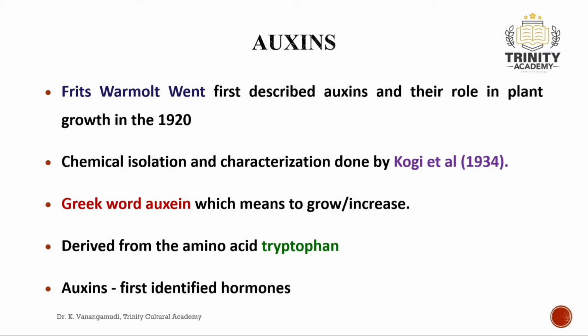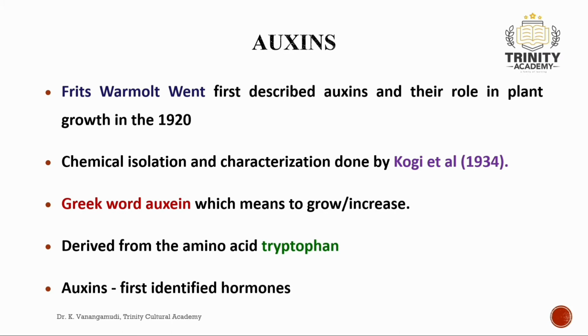In the year 1881, Charles Darwin proposed the idea of existence of auxin. In 1920, a Dutch biologist, F.W. Went, first described auxin and their role in plant growth. The chemical isolation and characterization by Kogl et al. in year 1934. It is derived from amino acid called tryptophan, and it is a Greek word called auxin, which means to grow or increase.